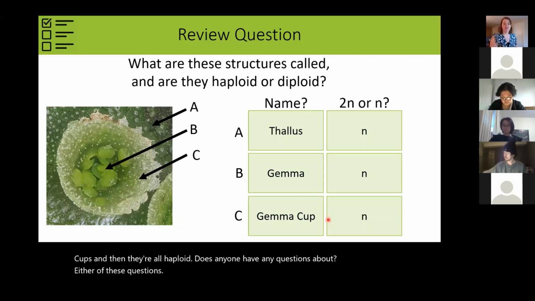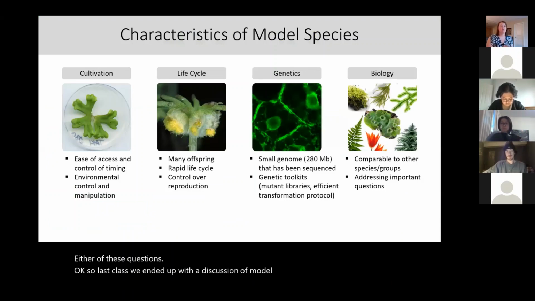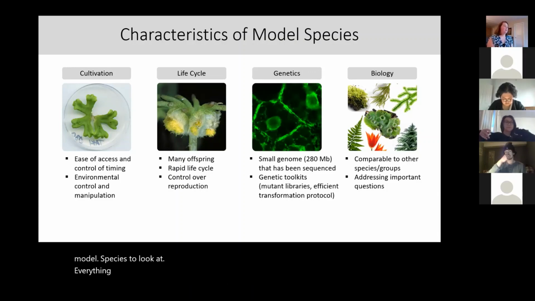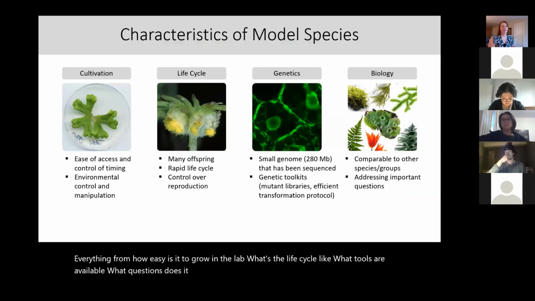Okay, so last class we ended up with a discussion of model species. And you guys did a great job coming up with a list of characteristics that researchers might look for when choosing a model species to look at. Everything from how easy is it to grow in the lab, what's the life cycle like, what tools are available, what questions does it help them answer. And I promised that we'd continue this discussion today.